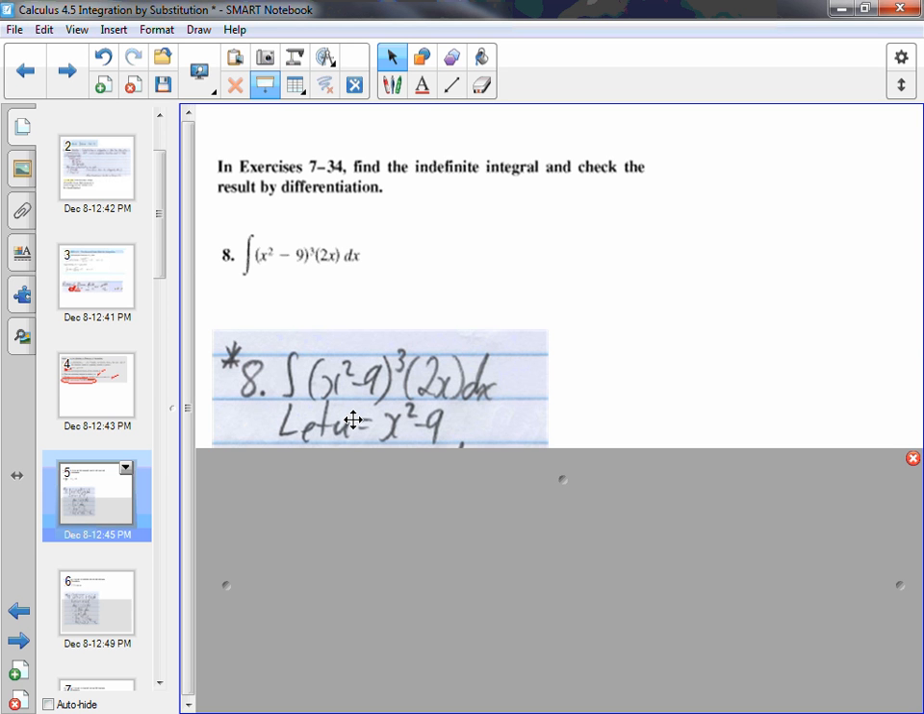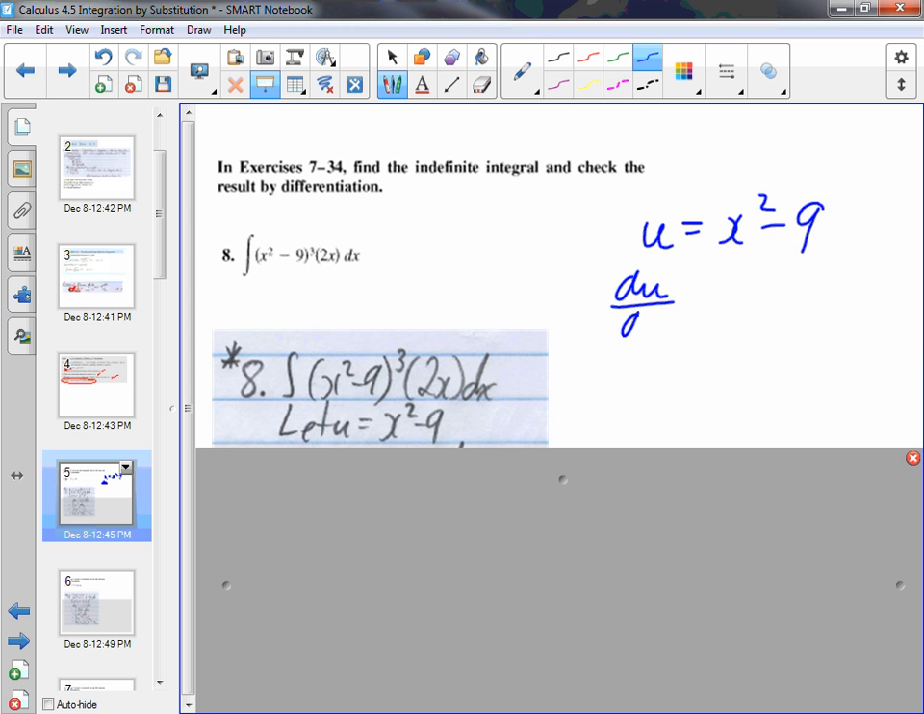And if that's what u equals, here's how you find what du equals. If u equals x squared minus 9, and the directions of the problem said, find the derivative of u, wouldn't you say that the derivative of u, which you can call u prime or you can call du dx, equals, now, what's the derivative of x squared minus 9? Derivative, not antiderivative, 2x.